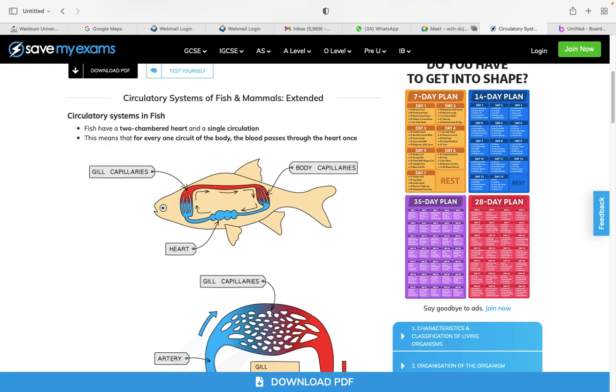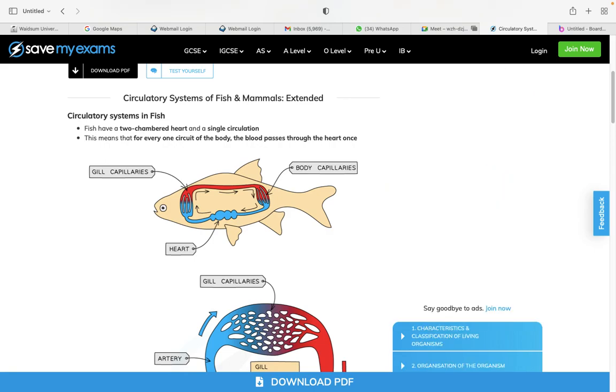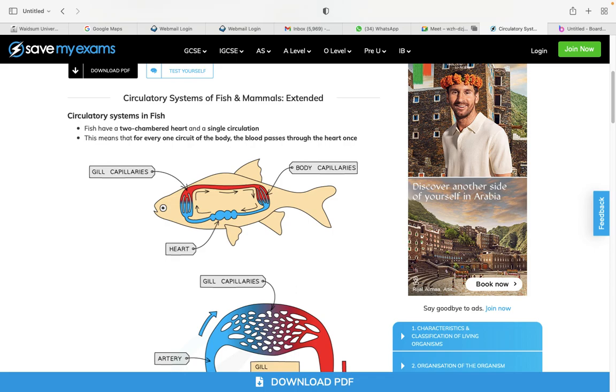Now, fish have a two-chamber heart and a single circulation. We human beings, or mammals, have a four-chamber heart and double circulation. We have the left ventricle, the left atrium, the right ventricle, and the right atrium. So we have four chambers and double circulation. For fish, they have two chambers and a single circulation.